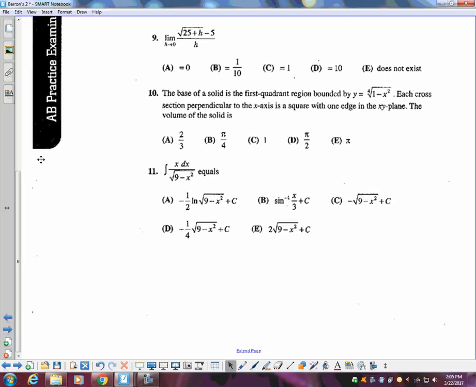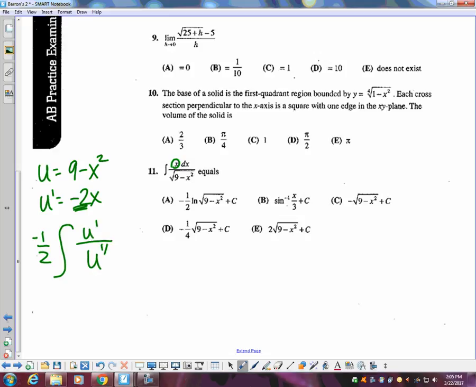Again, let your u be the guy that has the most meat on it. So I'm going to let the u be that. And now I can see when I go u prime, so there's the x that I need. I just need this extra -2. So I'm going to give them a -1/2 in the front. And then I'm going to have u prime over u to the 1/2.